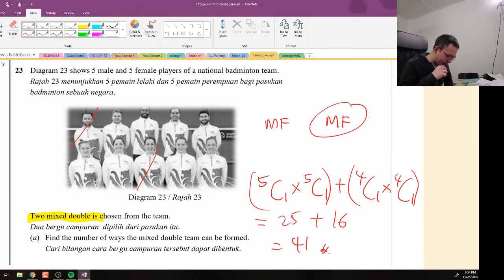Find the number of ways the mixed doubles team can be formed. 2 mixed doubles are chosen from the team. The 5 male and 5 female are the national team. Find the number of ways the mixed doubles can be formed.